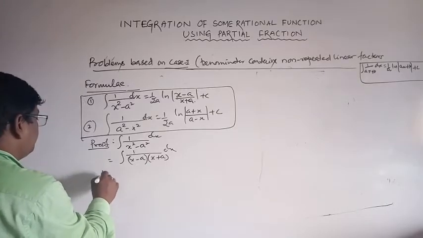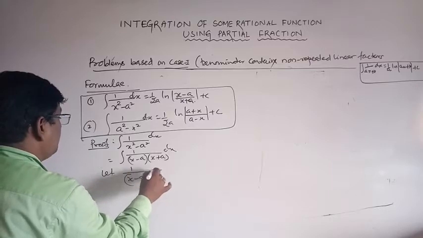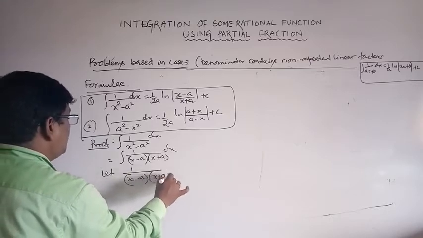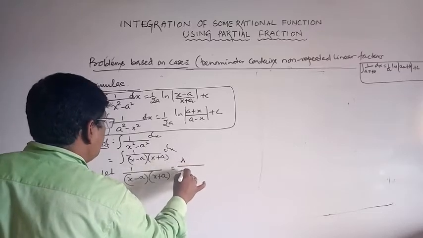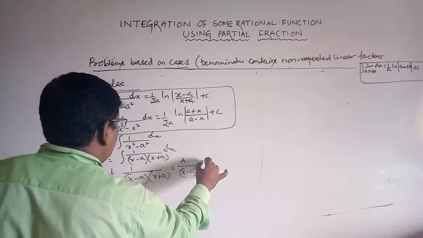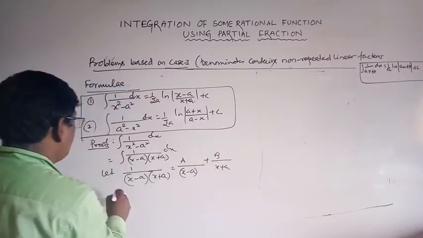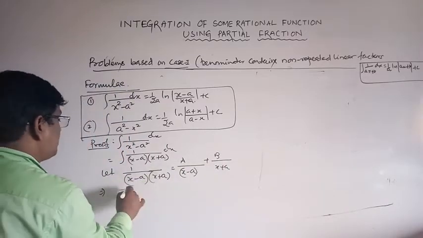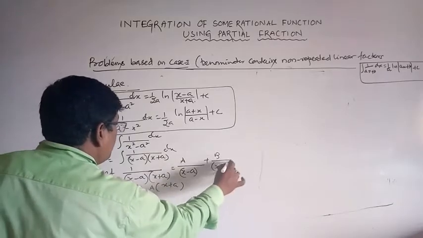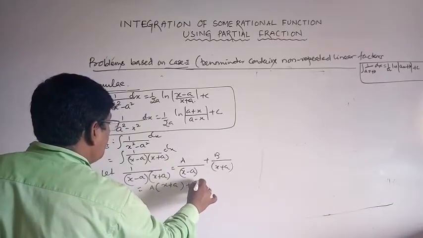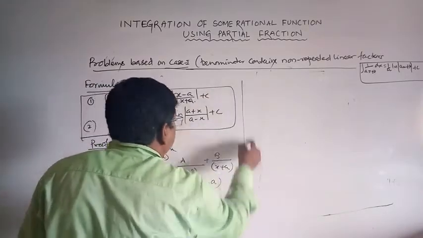Let 1 by x minus a into 1 by x plus a is equal to A by x minus a plus B by x plus a, and simplify this by cancelling the LCM. 1 is equal to A into x plus a plus B into x minus a.